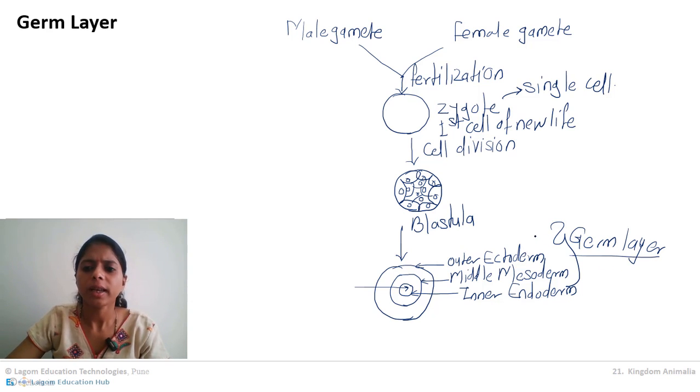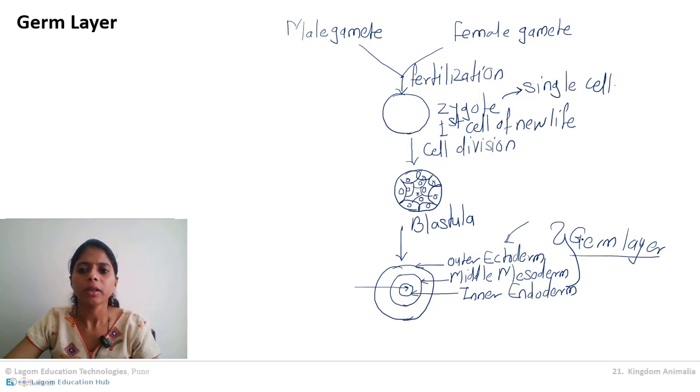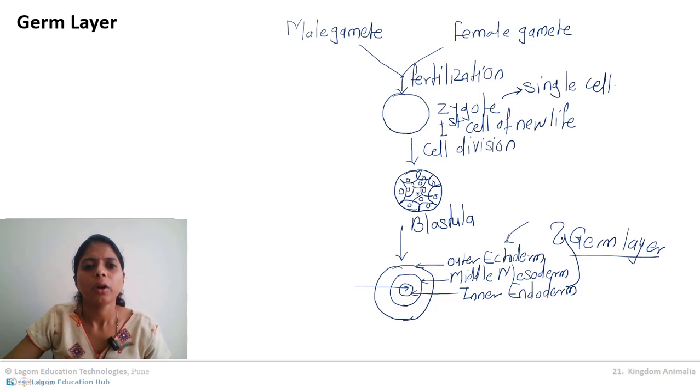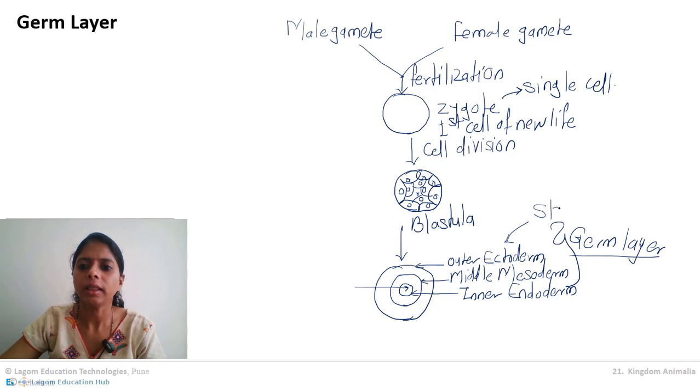Now, why are they called germ layers? That is another thing, correct? They are called germ layers because they give rise to the whole body of a person or the whole body of an animal. Suppose I consider a human being. Ectoderm gives rise to our skin, and even to our nervous system, our brain and everything.